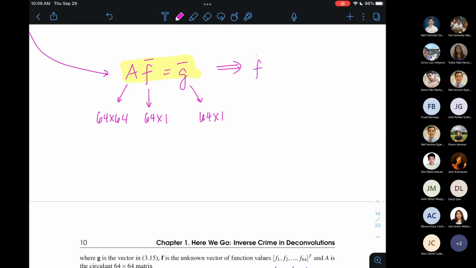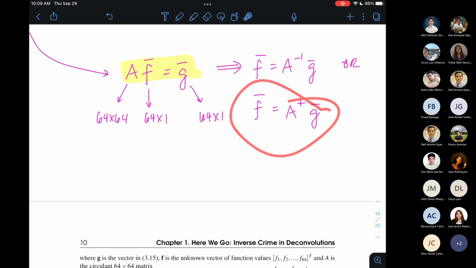And the solution F bar will be given by A inverse G bar because we will see that A turns out to be invertible. Kung hindi man invertible si A, pwede nga kunin nating solution to be F bar ay si A pseudo inverse times G bar. Okay, so which is, the pseudo inverse will always exist. So lagi tayong magkakaroon ng F bar. So last time we built the matrix A.